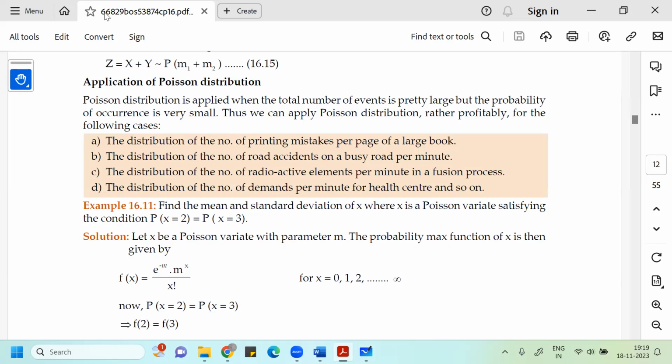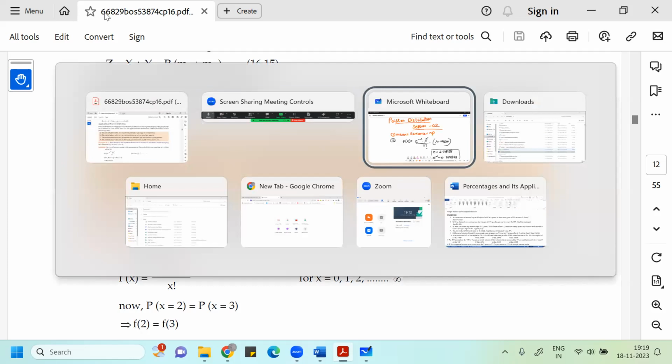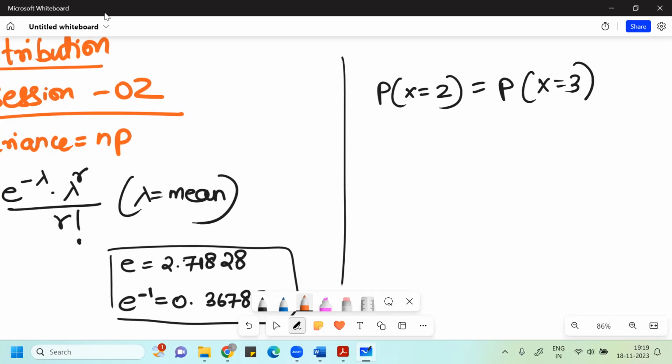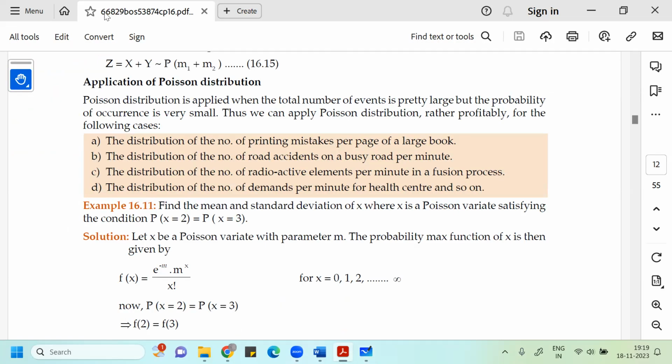If you see this example 16.11, find the mean and standard deviation if they satisfy this condition. What is the condition? That P(X = 2) is equal to P(X = 3). These kinds of questions will come a lot in your exam. Please understand this theoretical distribution of data is not an easy chapter. If you compare this chapter with mean, median, mode and other chapters, then you are on the wrong page. This is not an easy chapter.